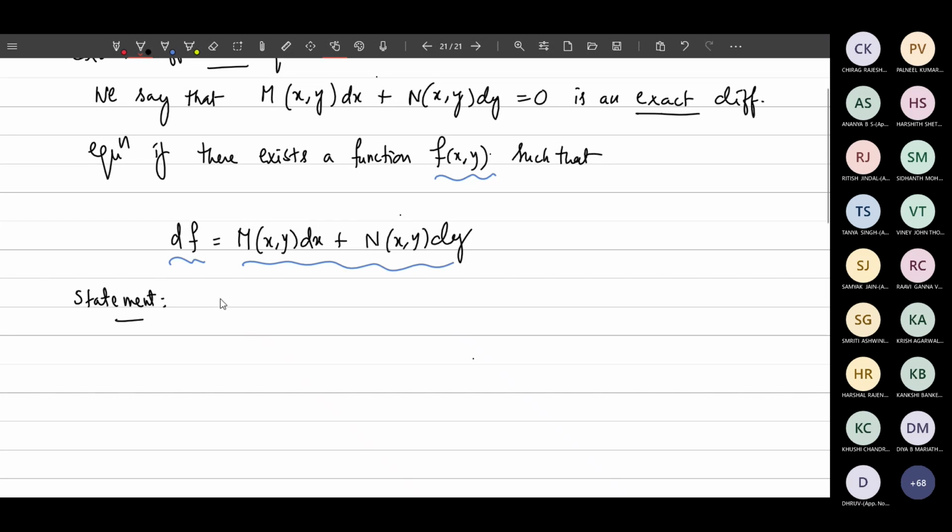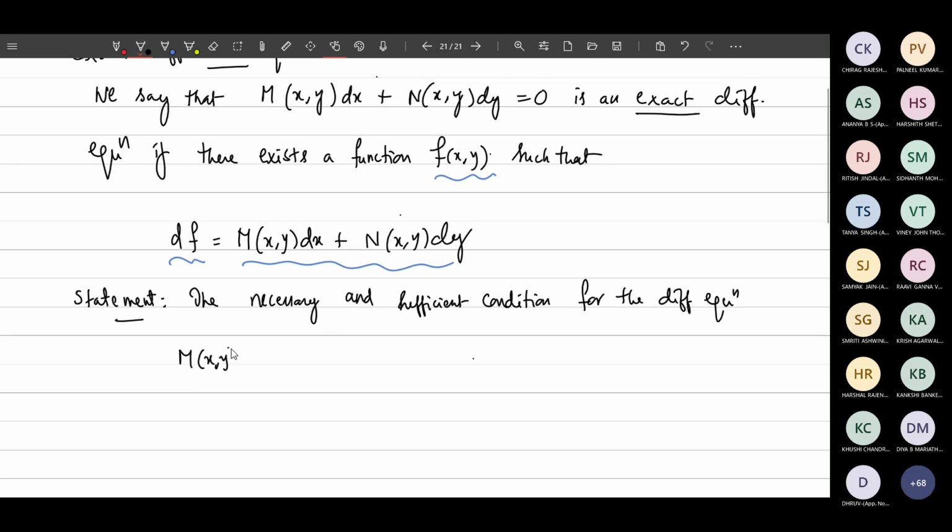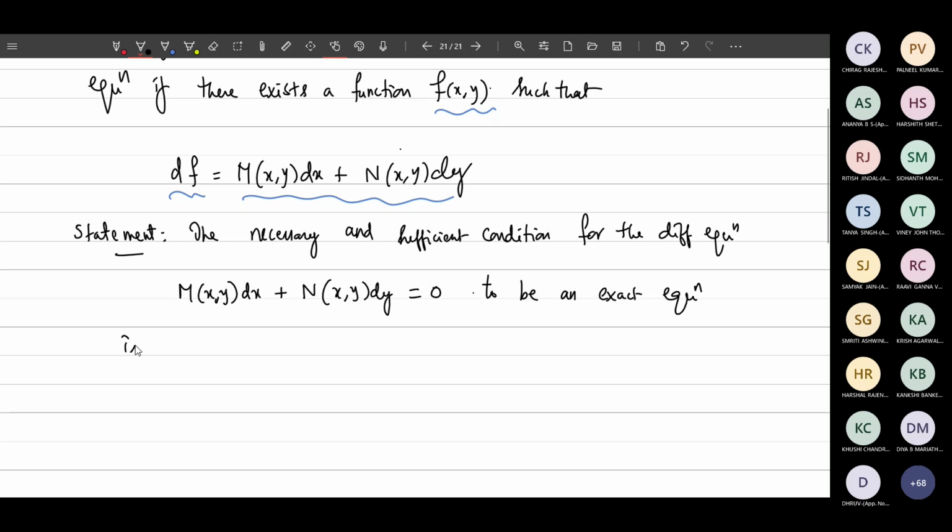So the statement is as follows: the necessary and sufficient condition for the differential equation M(x,y) dx plus N(x,y) dy equal to 0 to be an exact equation is that the partial derivative of M with respect to y coincides with that of N with respect to x.